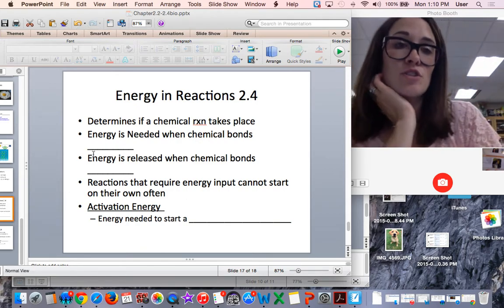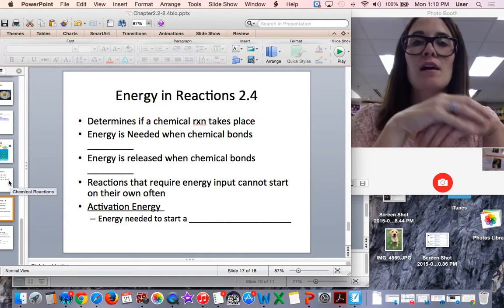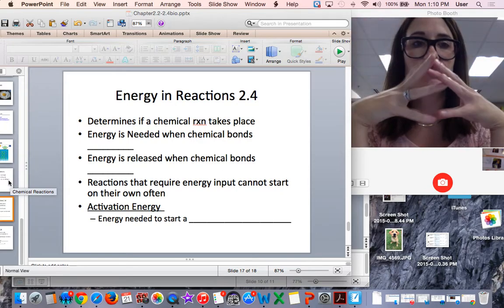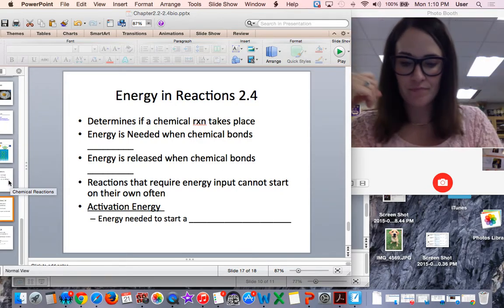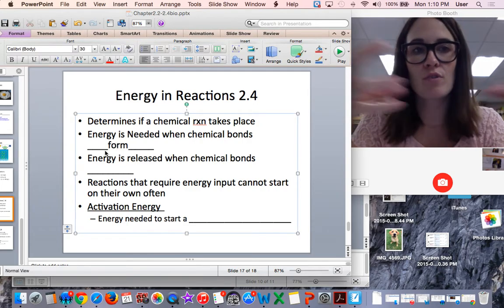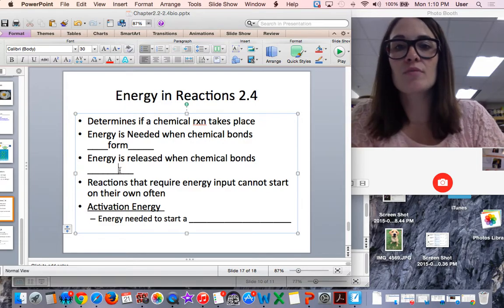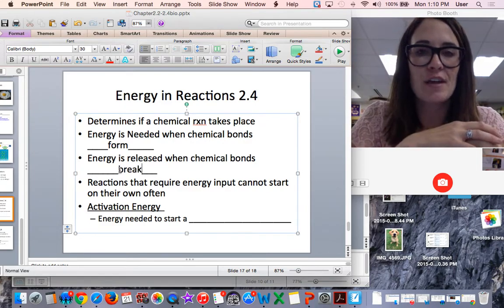All right, so 2.4 is about energy, and actually the last slide was probably about that too. And energy determines if a chemical reaction can actually take place. Energy is needed when chemical bonds form, when you put something together. Energy is released when chemical bonds break.